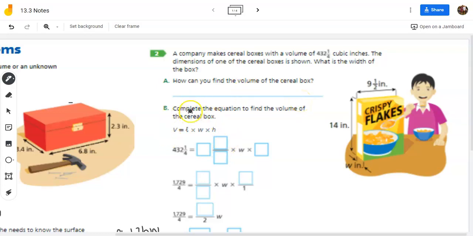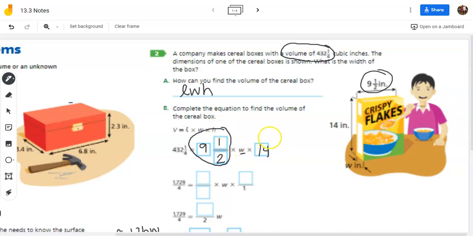It says, how can you find the volume of the cereal box? We're going to multiply, so length times width times height. This one's going to be set up a little different though because we're finding the missing side of it. So volume, we plugged it in as 432 1/4. 9.5 goes right here. We do not know the width, so they kept it W, but the height is 14. We're going to take 9.5 and multiply it by 14.